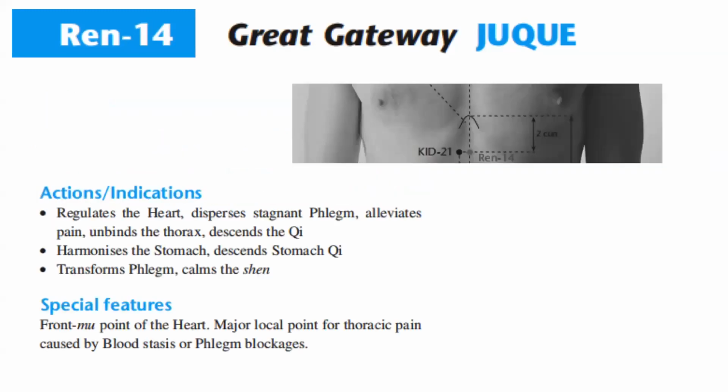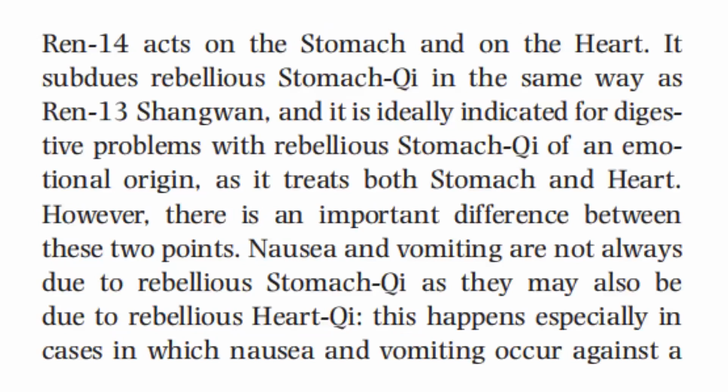Actions or indications of Ren14: regulates the heart, disperses stagnant phlegm, alleviates pain, unbinds the thorax, descends the qi. Harmonizes the stomach, descends stomach qi, transforms phlegm, calms the shen. Special features: Ren14 is the front mu point of the heart, a major local point for thoracic pain caused by blood stasis or phlegm blockages. Ren14 acts on the stomach and on the heart.